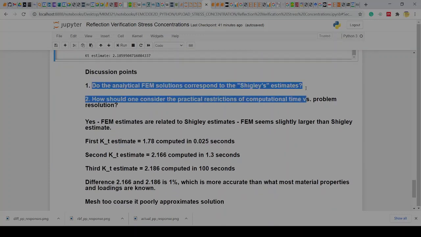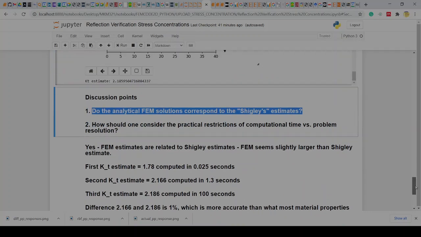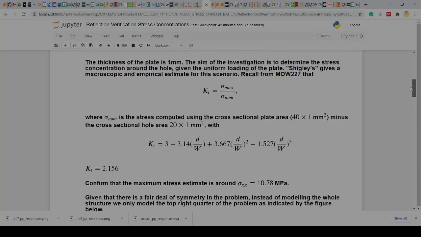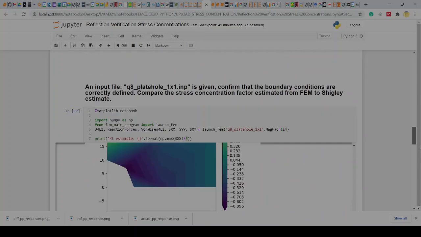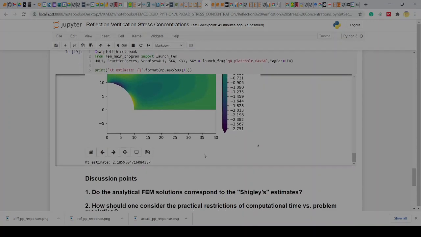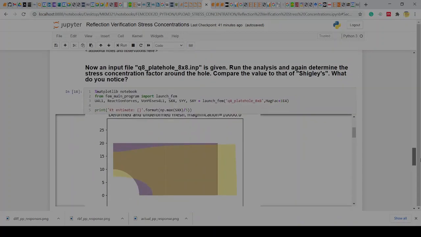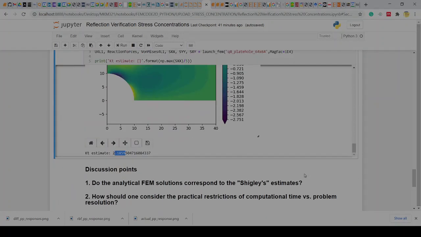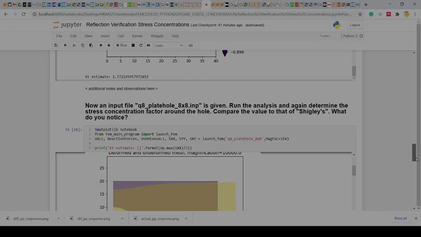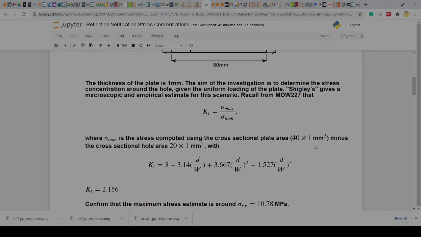If you look at the analytical solutions, they correspond to the Ziegler estimate. The Ziegler estimate is slightly under-predicting at 2.156, and the finite element solution that we have here is essentially 2.186. But this is coming from the finite element solution, and so what you're seeing is that the Ziegler estimates are definitely a little bit conservative in terms of the values that came out here.